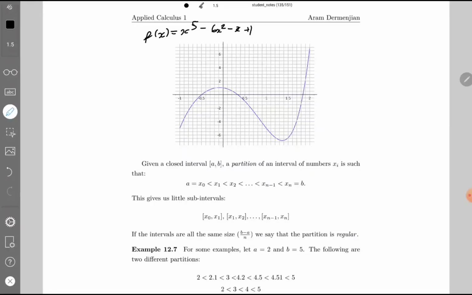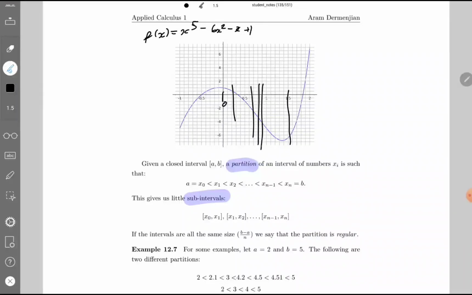If I have some closed interval a to b, a partition of this interval is some way of breaking up the numbers into little subintervals. So here we get little subintervals. Say I'm going from 0 to 1.5, I can break this up into little portions: I take this line and this line and this line and this line, and that's it. Then these will give me my intervals.